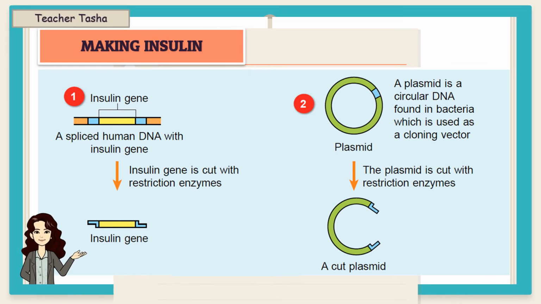Okay, let's look at the production of insulin. Firstly, we have to isolate the DNA with the gene to code for insulin by cutting it out using a restriction enzyme, forming sticky ends. Then we extract the plasmid of the bacterial cells and cut it with the same restriction enzyme, forming sticky ends as well.